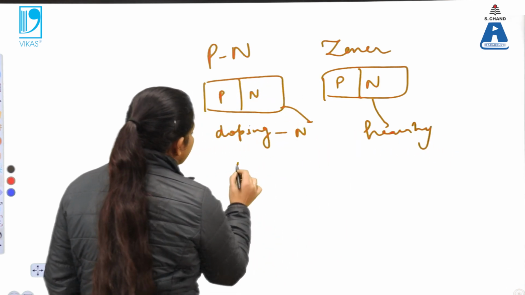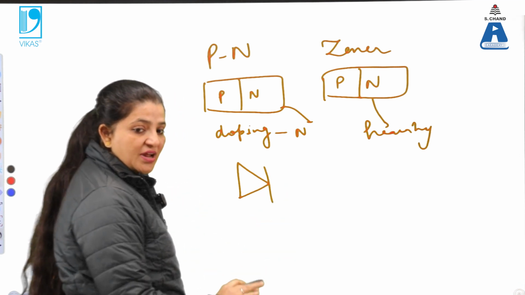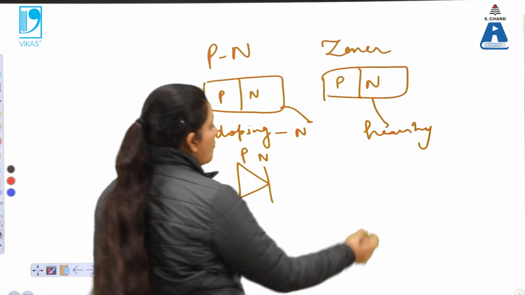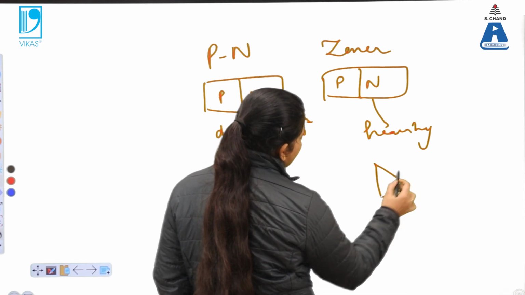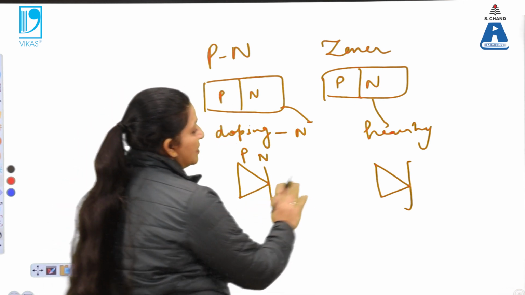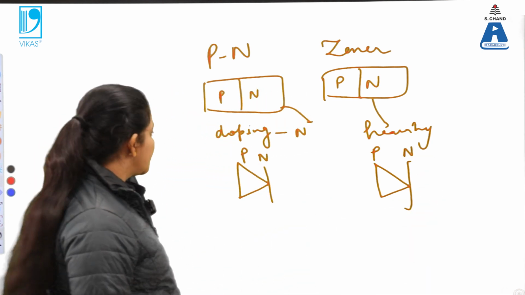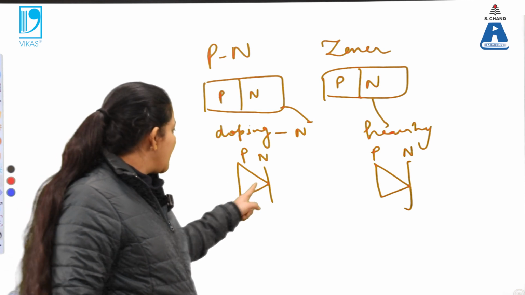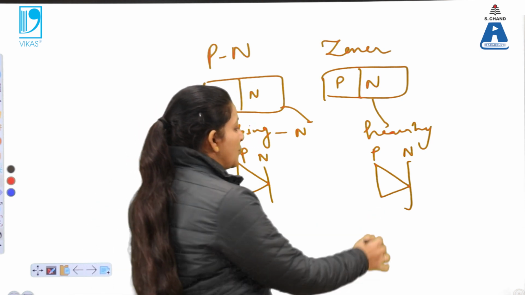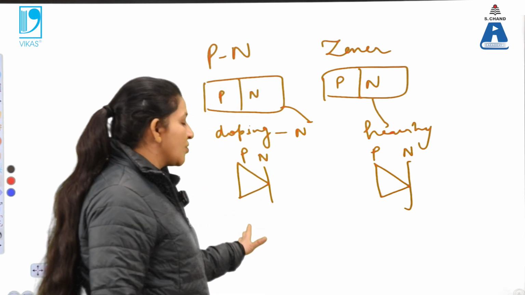The PN junction diode is represented like this: this is the P terminal and that is the N terminal. While in the Zener diode, it is represented like this, with a curved bar: the N is represented this way and the P is represented this way. So this is the main difference in the representation.